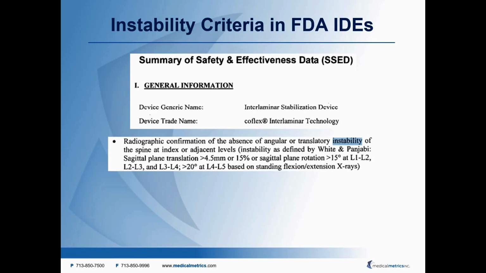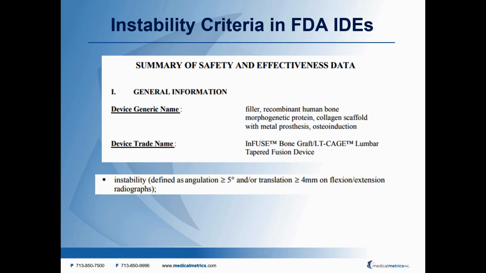The Coflex IDE used the criteria from the White and Punjabi textbook that were previously discussed. The Infuse study used criteria similar to the PRODISC study, except with a slightly larger translation criteria. This variability is evidence that the FDA does not have strict guidelines about spinal instability criteria. The FDA will generally accept criteria if they can be scientifically justified.